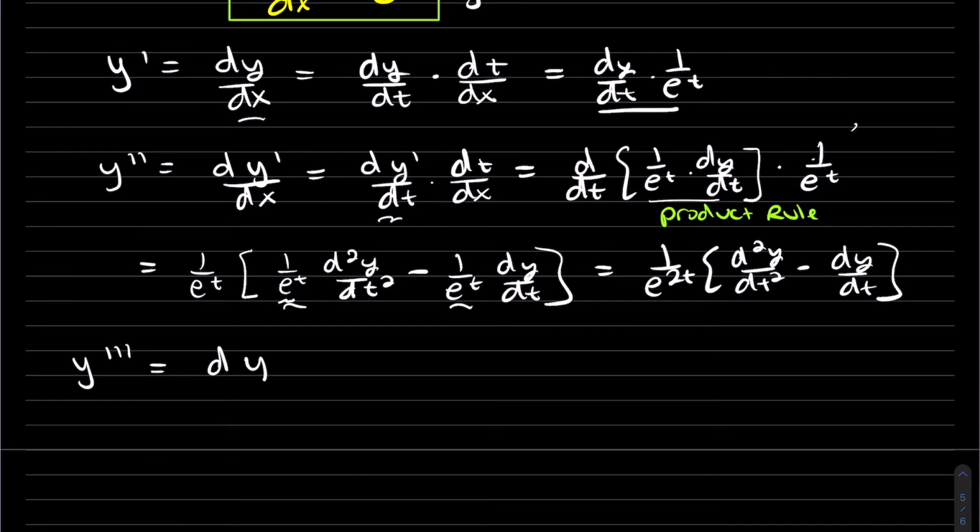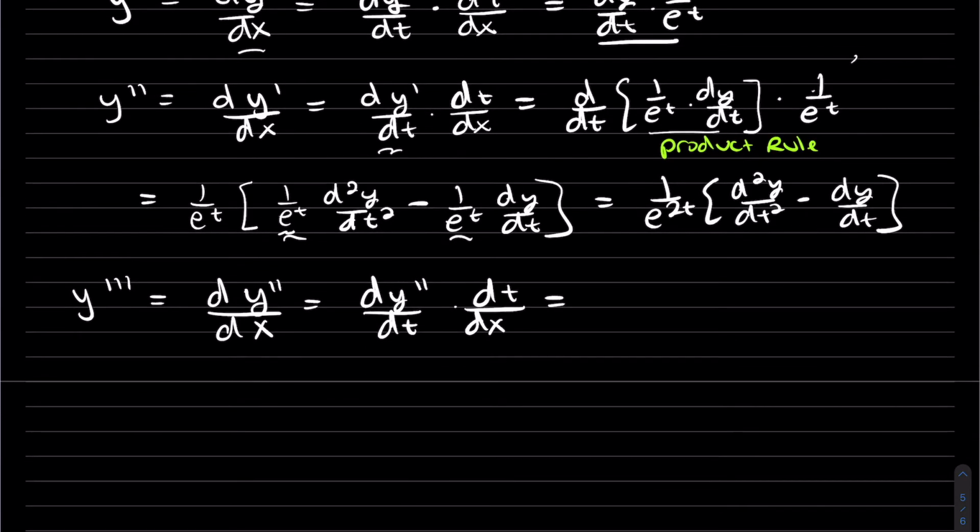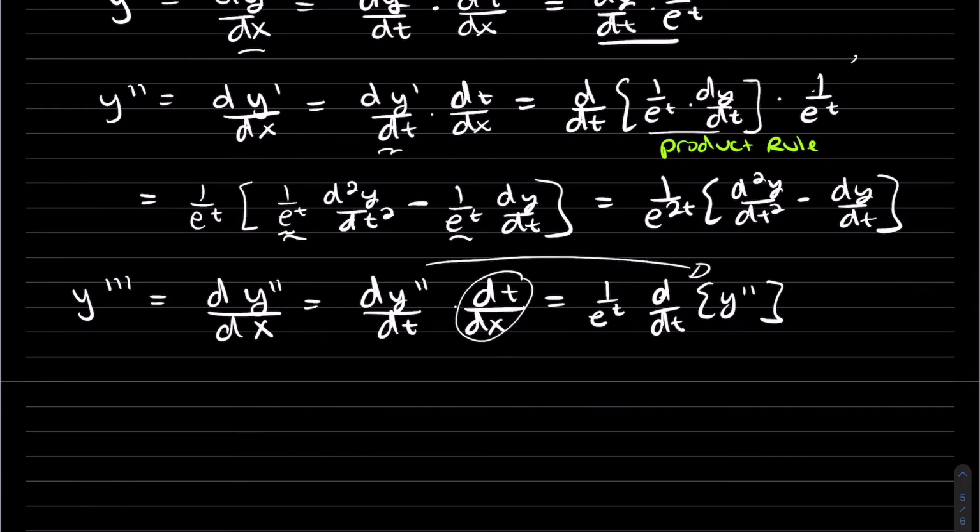It's the derivative of my second derivative in terms of t, which is, now we're going to put in the t, dt. So this is 1 over e to the t, which I'm going to put first. And I'm going to take the derivative of y double prime, just rewriting that notation. Okay, so this is basically the derivative of the previous one.